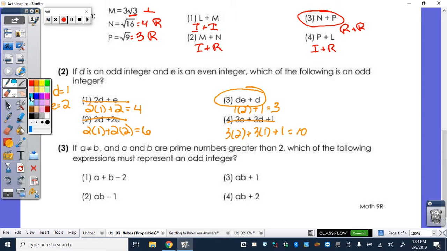And so in our last example, something like this: if A does not equal B, and A and B are prime numbers greater than 2, which of the following expressions must represent an odd integer? So we're still trying to get an odd integer answer. Here's a little vocab thing. What are prime numbers?